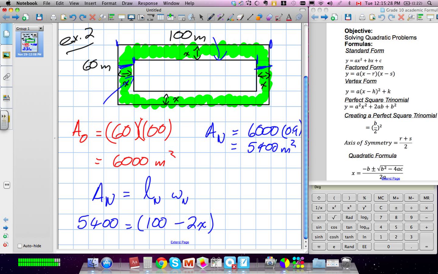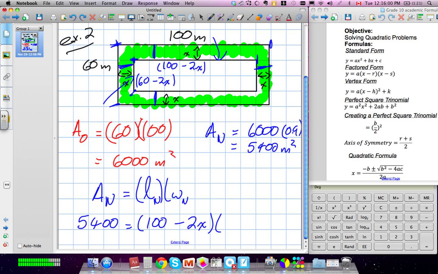Our original width is 60. What is our new width? Same idea. We know that this is x and this is x. So we have to subtract both those x's from 60. So the new width is 60 minus 2x. So we put it down here. We did the length, and we'll have to multiply by the width. So we have 60 minus 2x.